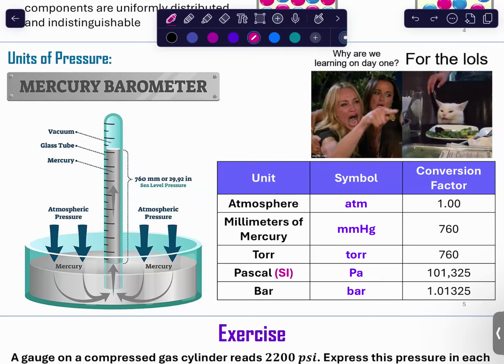101,325 pascals is 1 atmosphere. And then we have one there called bar. We will do some problems that have PSI. What is PSI? Pounds per square inch.